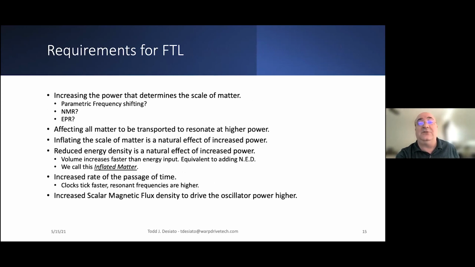I saw a video yesterday that just came out about parametric frequency shifting, where they add multiple frequencies to a quantum harmonic oscillator and cause a frequency shift. I didn't include it in the presentation here, but it was a very detailed, theoretical presentation of what can be done to cause frequency shift. And I thought it was very relevant. And other things are nuclear magnetic resonance and electron paramagnetic resonance, having a field that can cause these resonators to increase their frequency and increase their power.